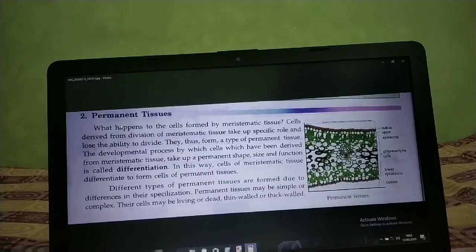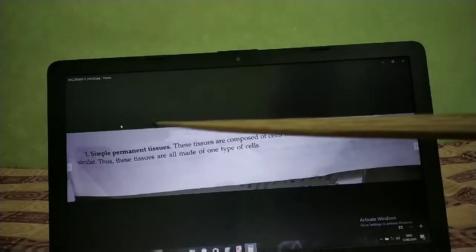What happens to the cells formed by meristematic tissue? Cells derived from division of meristematic tissue take up specific role and lose the ability to divide. They thus form a type of permanent tissue. The developmental process by which cells which have been derived from meristematic tissue take up a permanent shape, size and function is called differentiation.